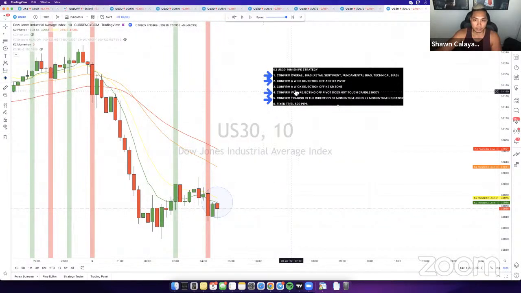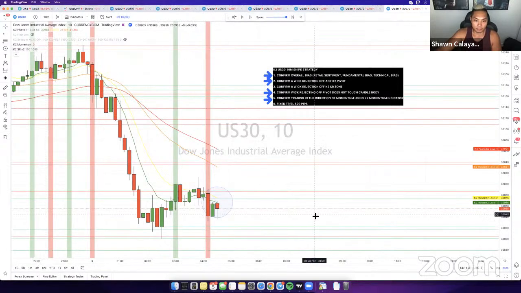It's all met, right? The last thing that I would be looking for would be the wick rejection off the K2SR zone. So if I turn on the K2SR, actually this wouldn't be an entry right here. So this is where I would identify this as a non-valid entry because there's no wick rejection. So that's how I would look at it. And if that's not met, then there's just no entry.